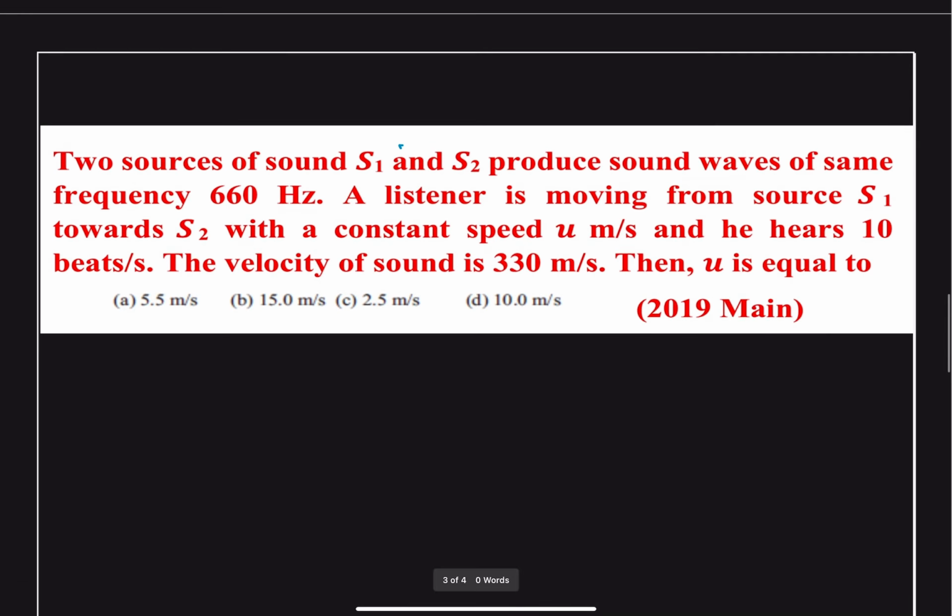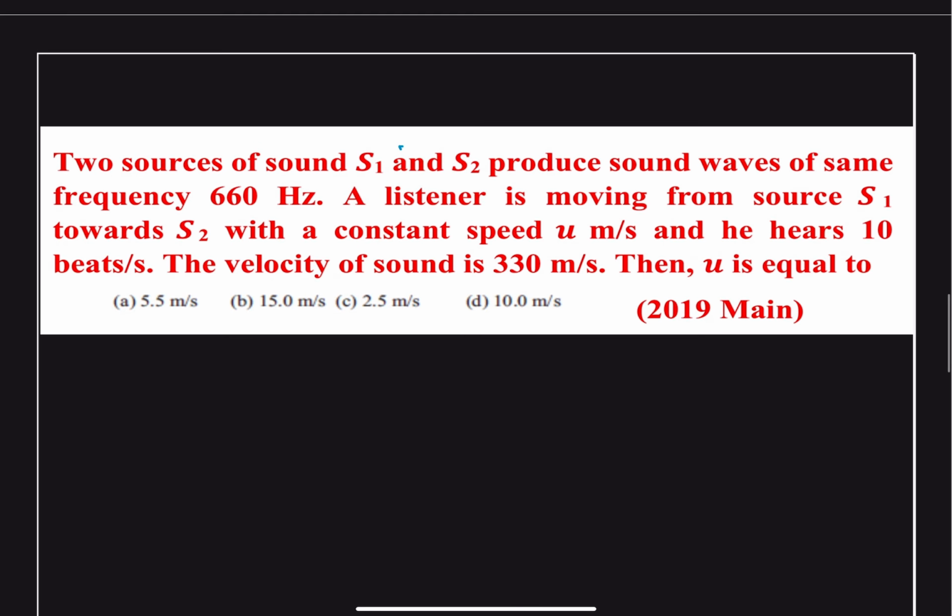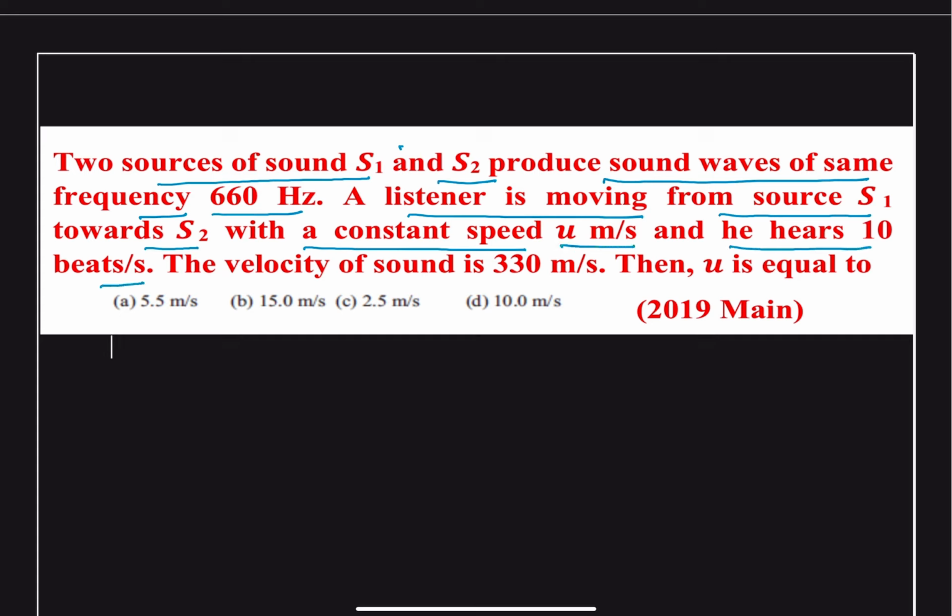Friends, in today's question, two sources of sound S1 and S2 produce sound waves of the same frequency, 660 Hz. A listener is moving from source S1 towards source S2 with a constant speed u meter per second, and he hears 10 beats per second. The velocity of the sound is 330 meter per second, then u is equal to?